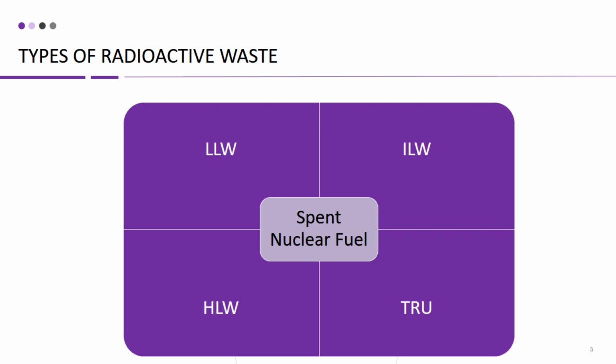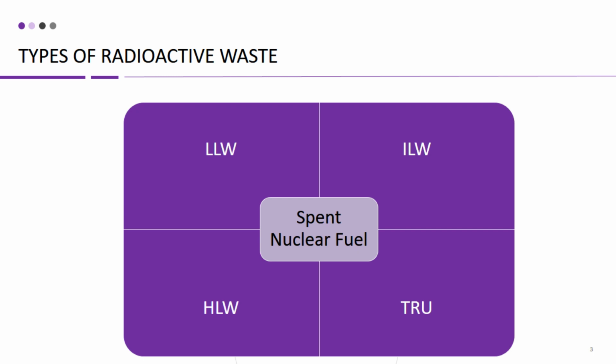Transuranic waste, TRU, refers to waste that contains artificially created radioactive elements, also known as transuranic elements, which have atomic numbers higher than uranium, 92. TRU waste is typically generated from nuclear weapons production, research and development, and other nuclear activities. TRU waste may include contaminated equipment, tools, and materials, and requires special handling and containment measures due to the potential long half-lives of some transuranic elements.